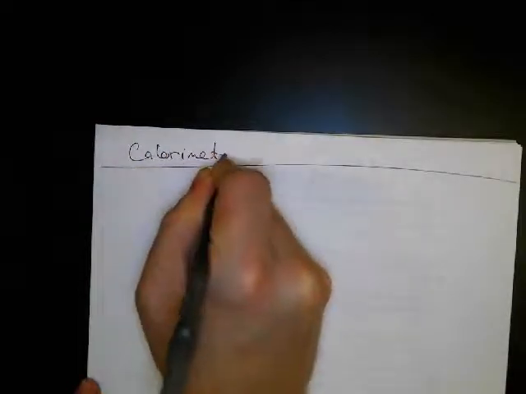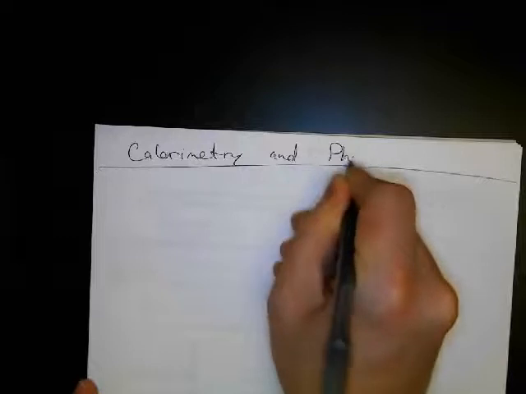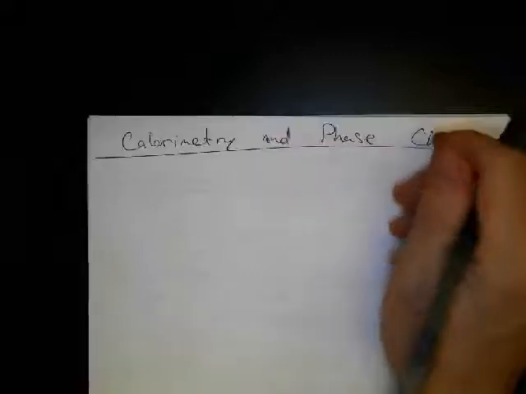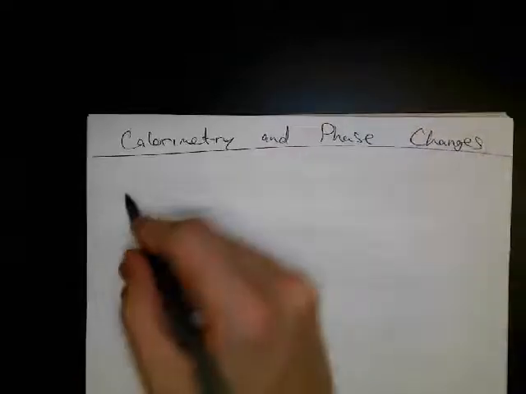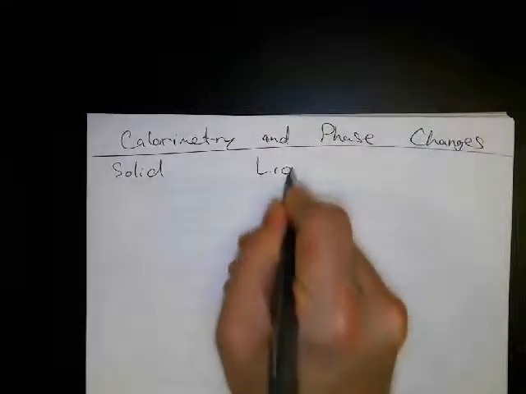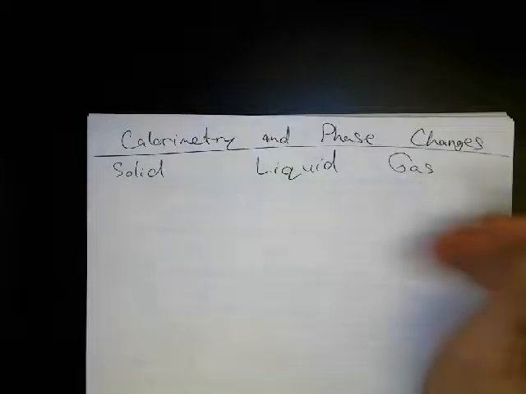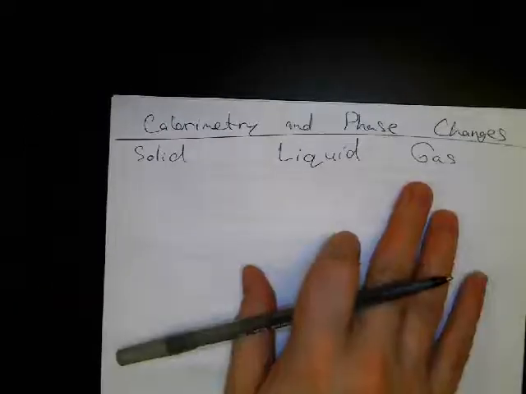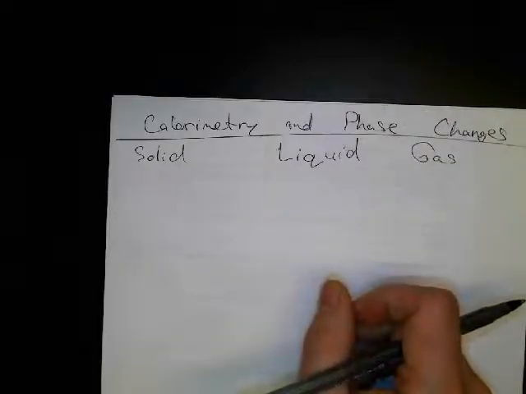Greetings, chemists. This lecture is going to be on the topic of calorimetry and phase changes. And we are going to be considering three phases today. So when we say phase, we're thinking solid, liquid, or gas. There are other phases. Plasma is a phase. Bose-Einstein condensates are a phase. We're going to consider these because these are the common ones at everyday temperature, pressure, okay?